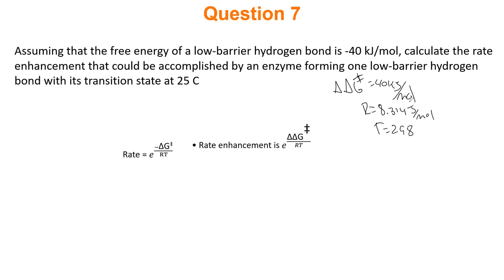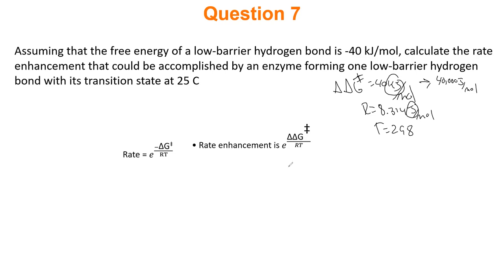So before we do any math, we have to look at our units. The gas constant is in joules. Delta delta G is in kilojoules. So I have to do some conversions. I'm going to convert delta delta G double dagger to joules. So it's 40,000 joules per mole. If you want to keep delta delta G double dagger as kilojoules and convert R to kilojoules, that's fine too. I'm just going to do it this way.